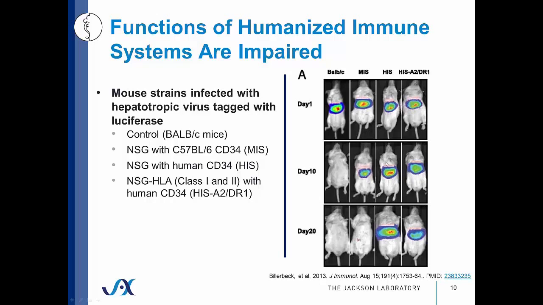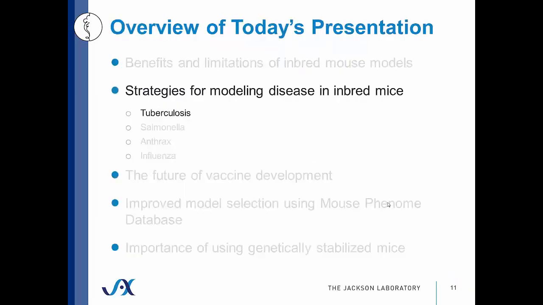However, NSG mice that expressed a humanized immune system failed to clear infection by day 20, indicating that although these humanized strains are great tools for studying pathogens that typically only infect humans and have been difficult to study in other models, they would benefit from further optimization, and those studies and experiments are currently underway.